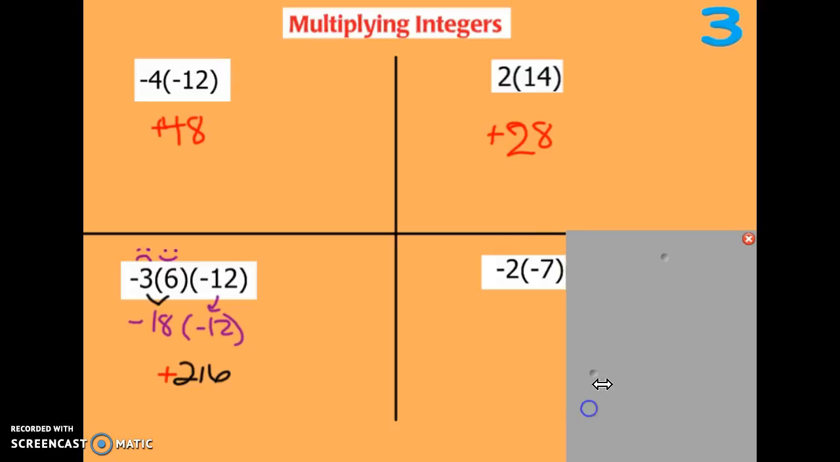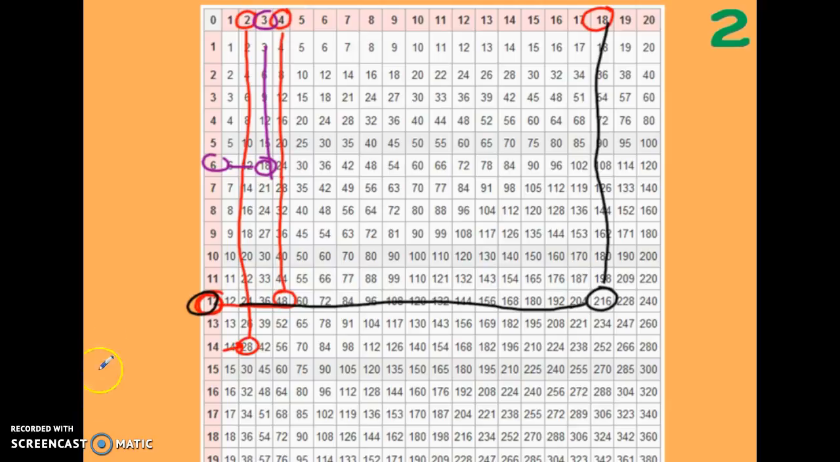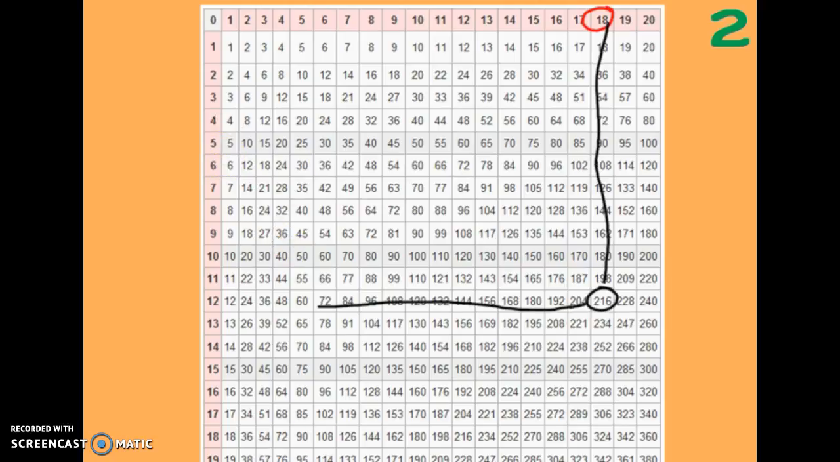Here's three more again. Looking at just the first two, sad and sad, they get along because they're sad together. So our answer is going to be positive. Two negatives multiply to make a positive. 2 times 7, some of you might know this one in your head. 2 times 7 is 14. If you want to find it on here, here's 7, here's 2. It is right there, 14.